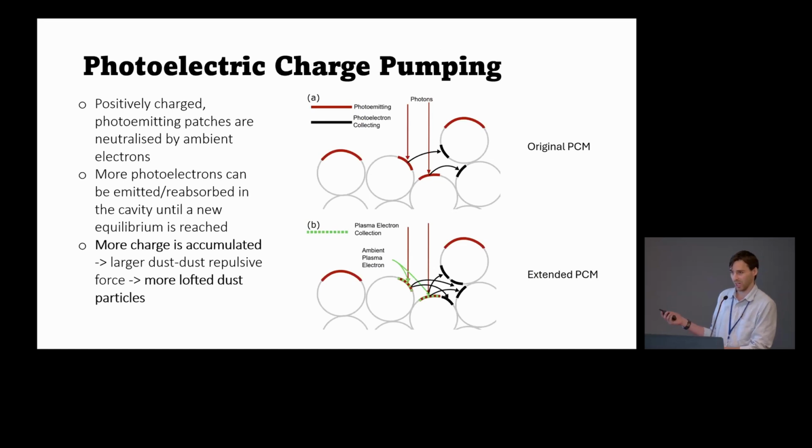So we have some thoughts on why this might be happening. In the original patch charge model, you had secondaries being emitted and then reabsorbed in microcavities in the dusty surface. This leads to close proximity patch charges of like charge, which gives you large repulsive forces, which gives you that lofting. We propose an addition where the ambient plasma electrons are absorbed by those positively charged photoemitting patches, neutralizing them, allowing you to pump more charge into that microcavity until a new equilibrium is reached, generating larger forces, which gives you more lofting and which lofts larger dust particles as well.